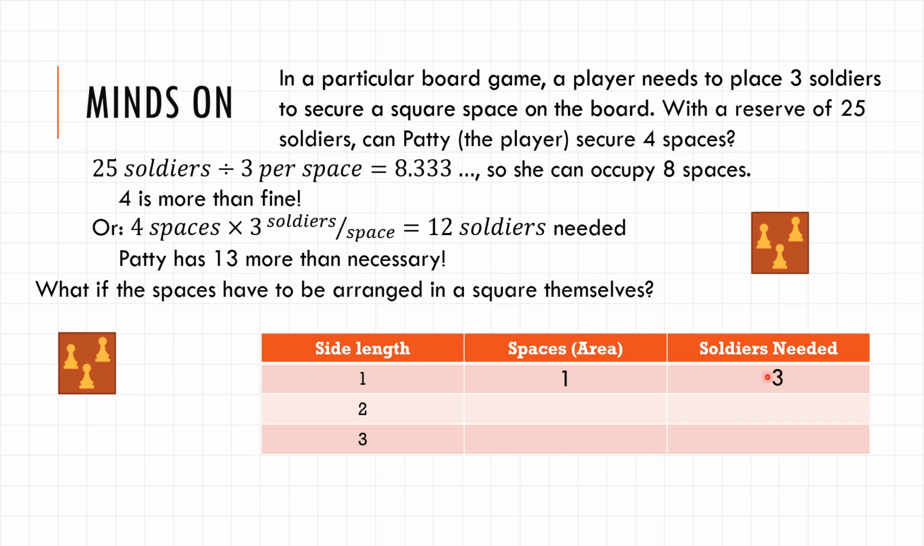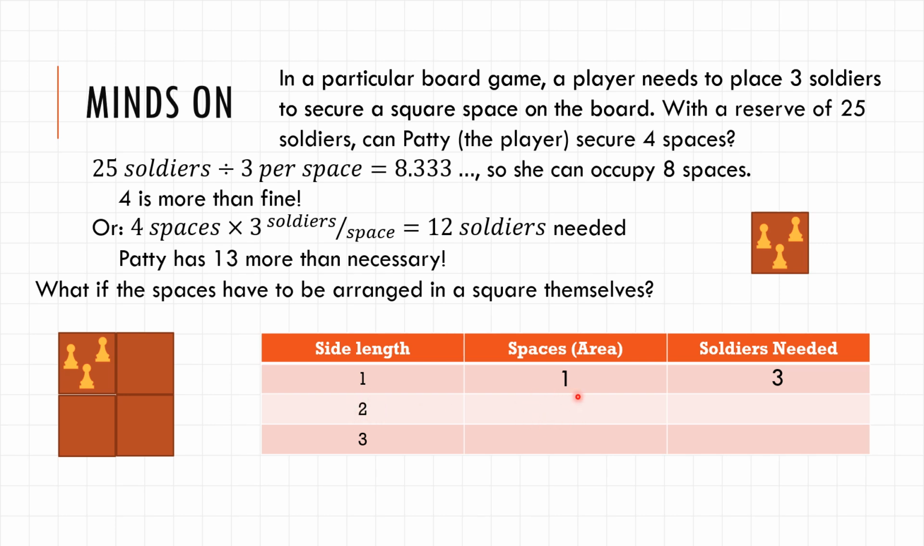But what if she wants more than just the 1 square? Well, she can't just capture another square all the way over here on this side of the board if she started here. She has to expand in a square. That means that she needs these pieces. So this is a square with a side length of 2.